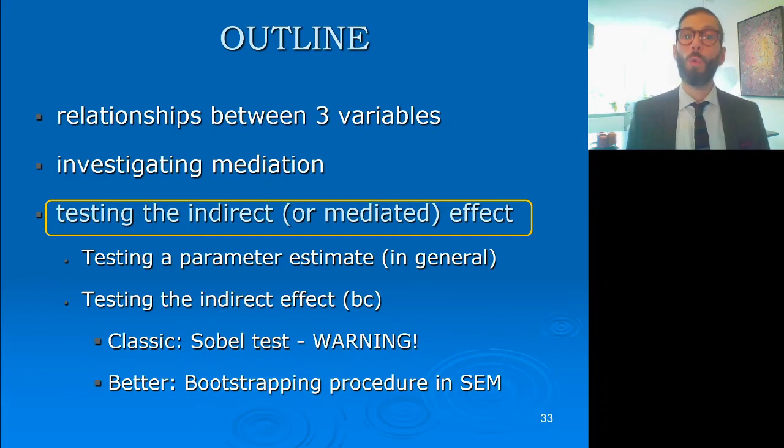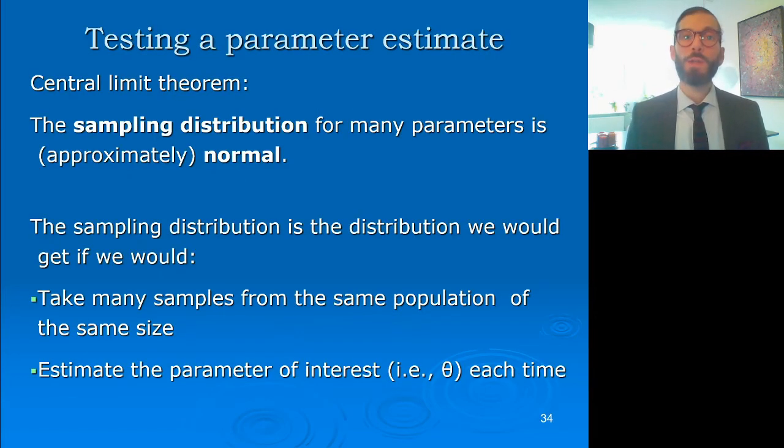So now you know what an indirect or mediated effect is. Let me discuss how to test the indirect effect for significance. And for that, it is useful to remind you of how we test a parameter estimate in general. Testing is based on the central limit theorem. And the central limit theorem tells us that the sampling distribution for many parameters in statistical models is approximately normal.